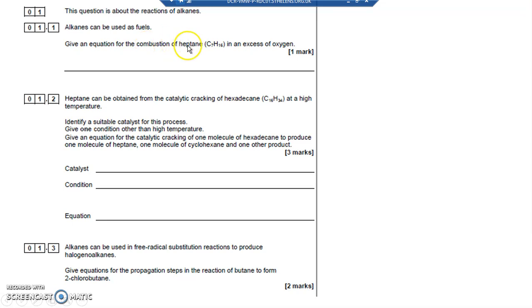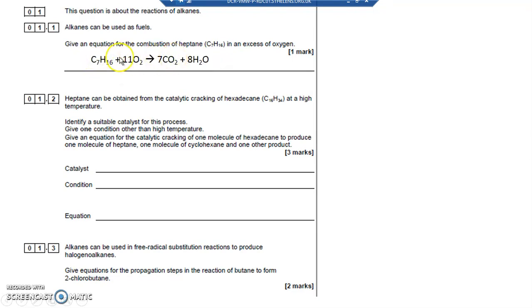We give an equation for the combustion of heptane, C7H16, in excess of oxygen. In excess of oxygen you get complete combustion, so you get carbon dioxide and water. Incomplete combustion gives carbon monoxide and water, or carbon and water. But in this case we're going to get carbon dioxide and water, so we have C7H16 plus O2 gives CO2 and water, and then we need to balance it.